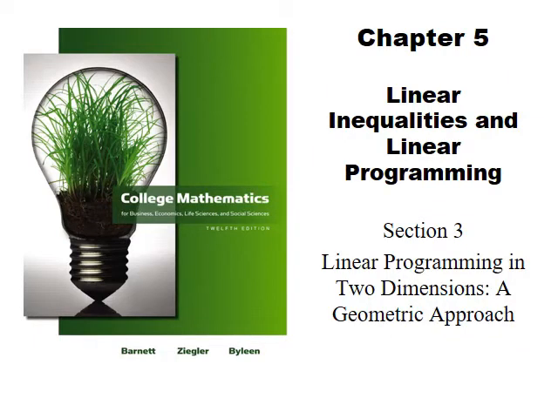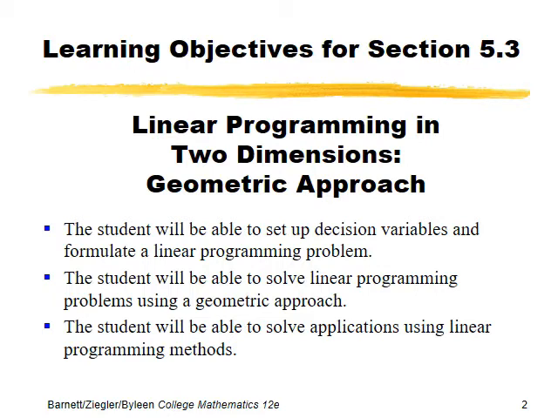So this is the third part of chapter 5, linear programming. Everything is exactly the same here, just an addition of an objective function which we try to minimize or maximize with respect to our linear inequalities or linear constraints. So here the student will be able to solve applications using the linear programming method.